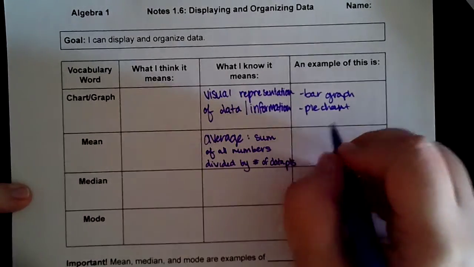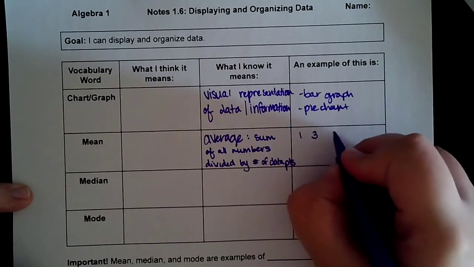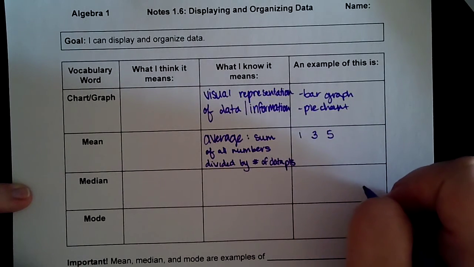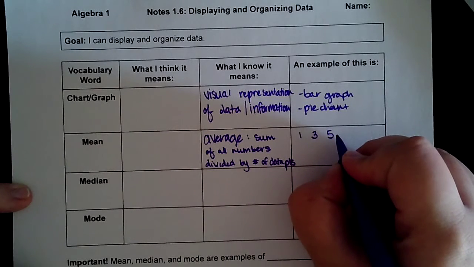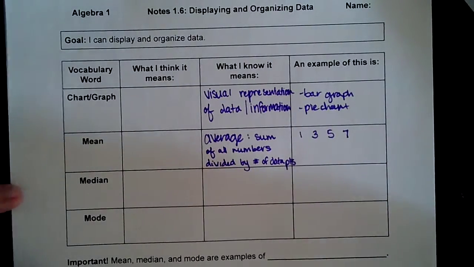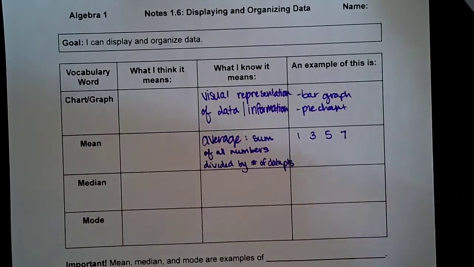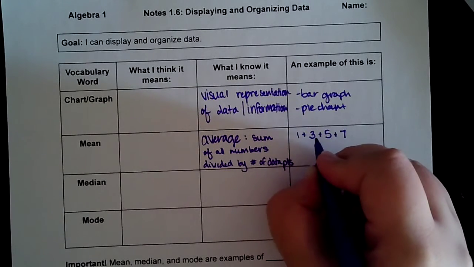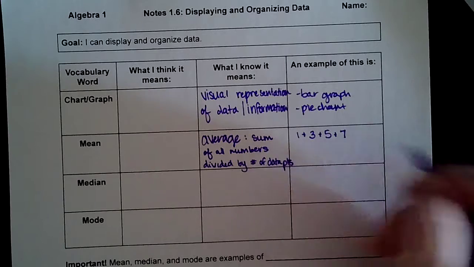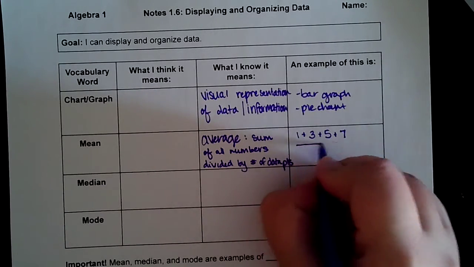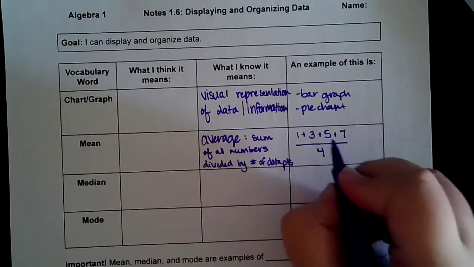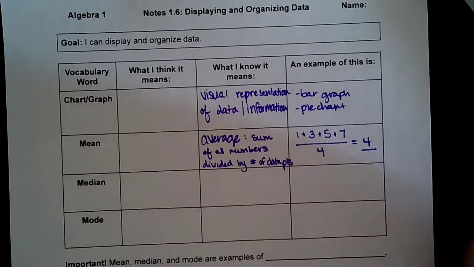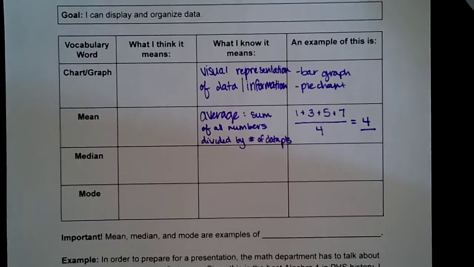So an example of this is if I give you the numbers 1, 3, 5, and let's make it nice, let's do 7. If I give you these 4 numbers, the average is what happens when I add these up: 1, 3, 5, 7 would be 4, 9, 16. There are 4 numbers in the data set, so I'm going to divide it by 4. So 16 divided by 4 is 4, and this would be my average, or my mean.